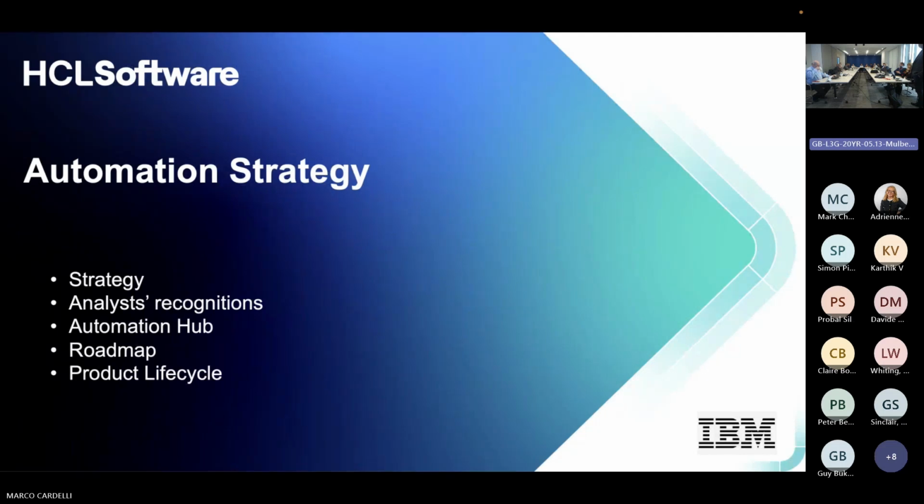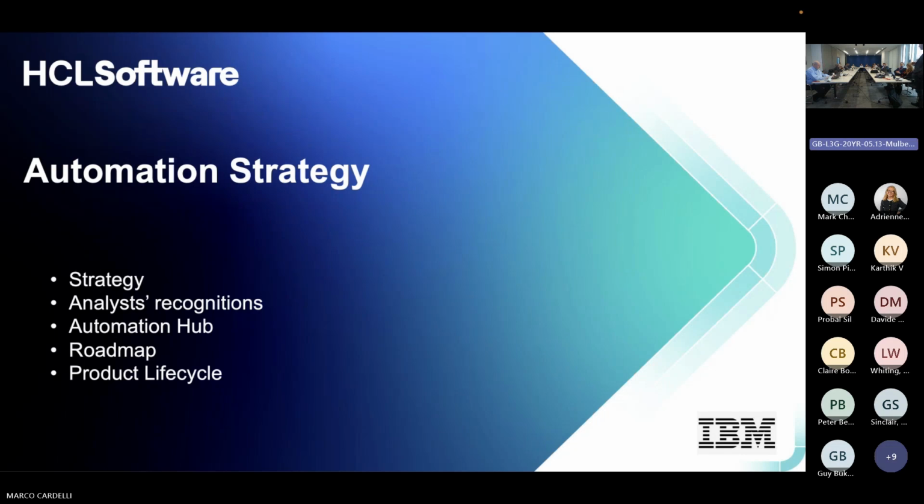Then we have some updates on the Automation Hub roadmap, product lifecycle, and then a quick recap of the features that we delivered lately on 10.1 also, because I'm not sure how far you went with your installation of the products, if you're still on 9.5, 10.1, or 10.2.